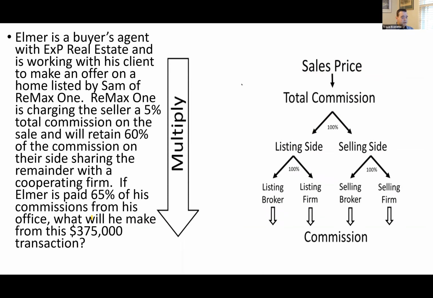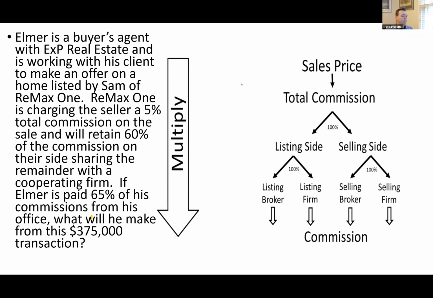It says Elmer is a buyer's agent. And again, I'm just scanning until I get to the question. Elmer's a buyer's agent working with EXP Real Estate and is working with his client to make an offer on a home listed by Sam of RE/MAX 1. RE/MAX 1 is charging the seller a 5% total commission on the sale and will retain 60% of the commission on their side, sharing the remainder with a cooperating firm.